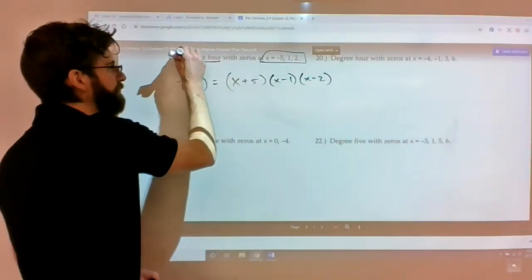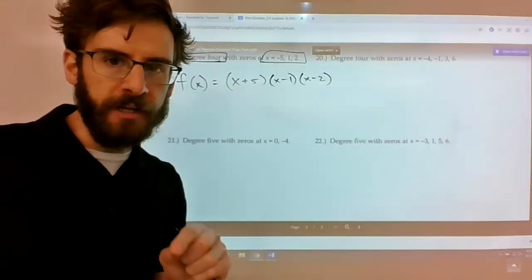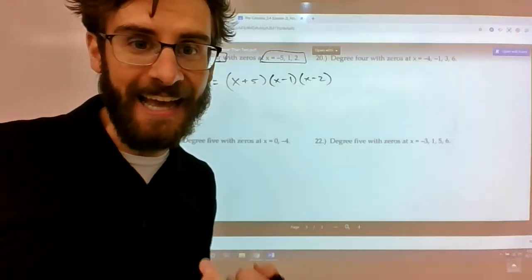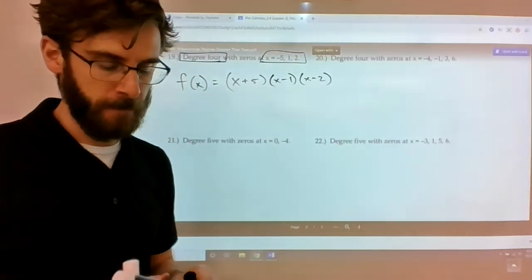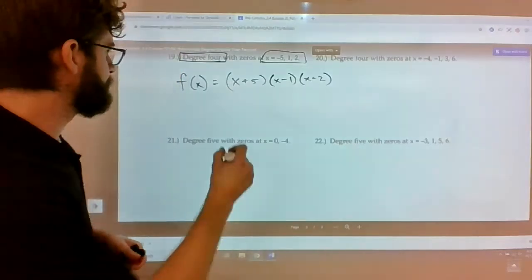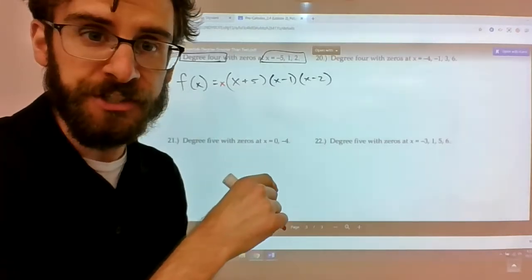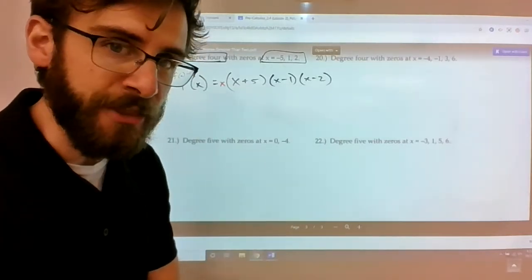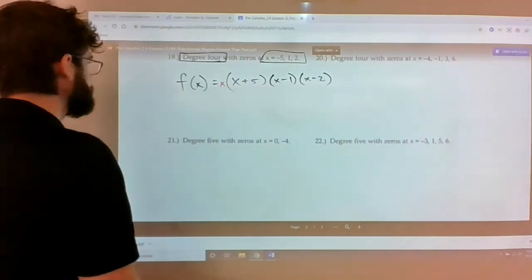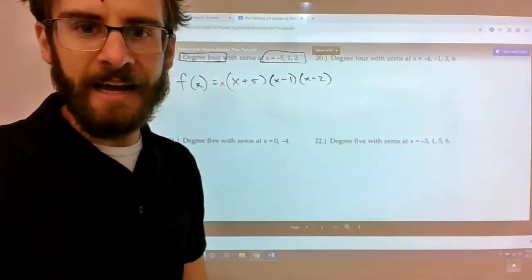It says degree 4. How do you create 4 degrees if I'm multiplying x times x times x and I'm only getting x cubed? Well, usually here's what students respond with. Throw an x on the outside. Now, true, that creates a degree 4, but it also creates another zero, x equals 0, which is not one of the zeros listed. So I can't just put an x out there.